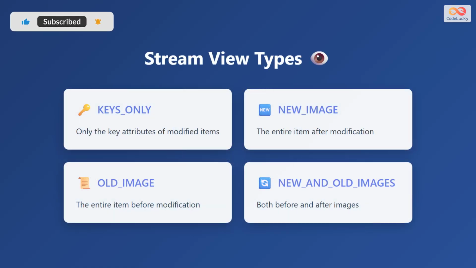When you enable streams, you must choose a stream view type that determines what information is recorded. Keys only captures only the key attributes of modified items. New image records the entire item as it appears after the modification. Old image captures the entire item as it was before the change. New and old images provides both the before and after versions of the item. Choose the view type based on what information your application needs to process the changes.